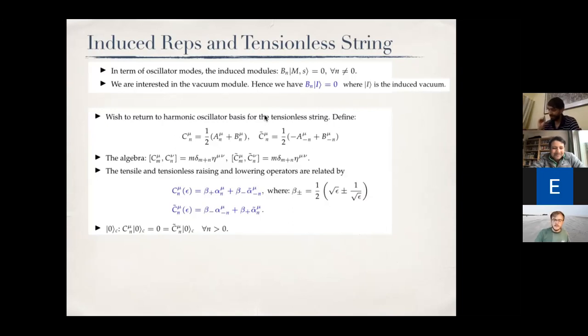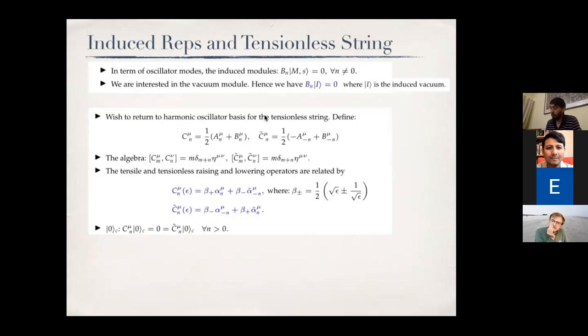Okay. So just to set up something else, you would remember that the algebra of A's and B's was not harmonic oscillators. So what we do is we define some C's and C tildes to actually make this harmonic oscillator. And another important thing to note is that these C's are linear combinations of creation operators. So you see that Cn maps to alpha n and alpha minus n. So there is a mixing of modes going on. Okay, so this beta plus minus is root epsilon plus minus 1 over root epsilon.